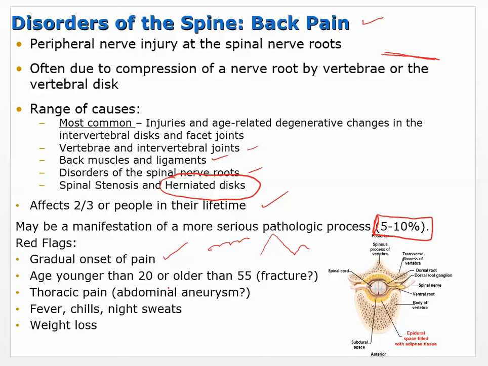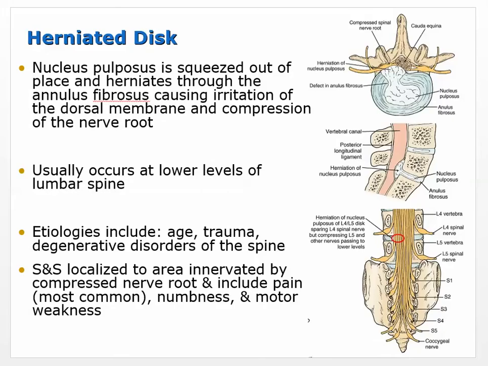Thoracic pain could be something like an abdominal aneurysm. It may not be the spine at all. So that's something else to look at. A lot of times what we think is back pain may actually be originating from somewhere else. Fevers, chills, night sweats kind of indicate an infection. Weight loss could also indicate some other kind of disease or disorder that's going on.